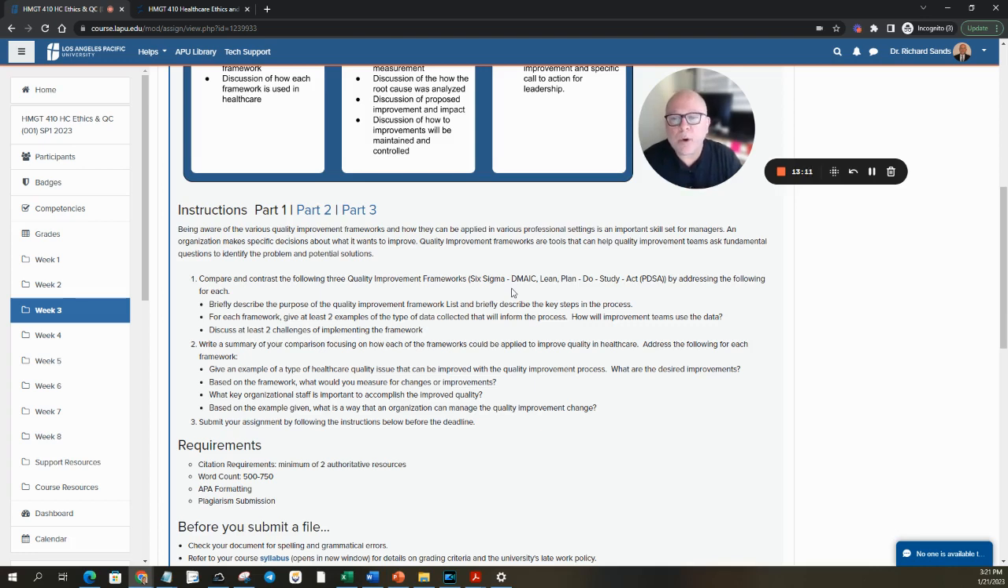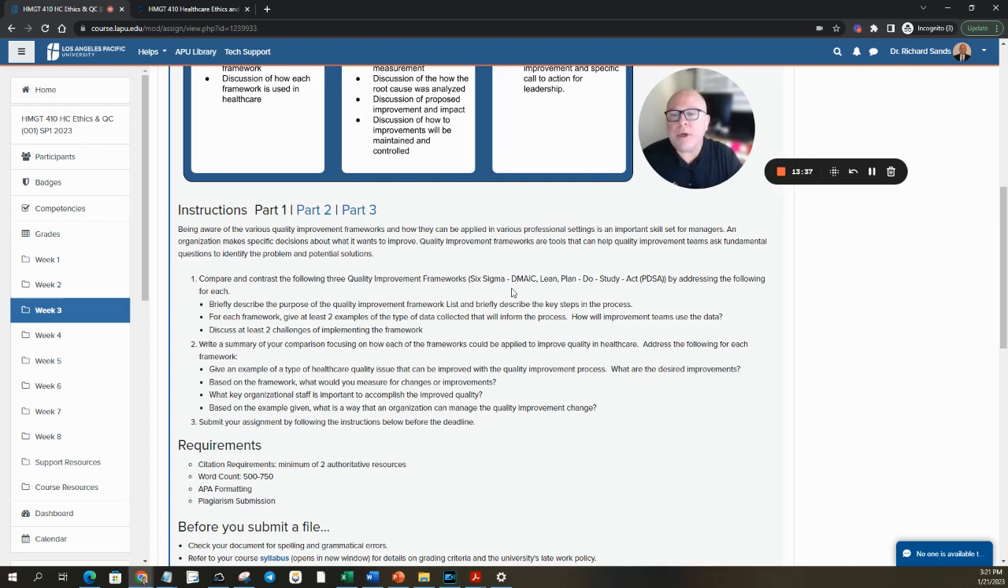Based on the framework, what would you measure for change and improvement? So based on the framework, what would you measure to change, and actually I already gave an example, for change or improvement, right? So what are you looking to make better? What is not working as best as you'd like?